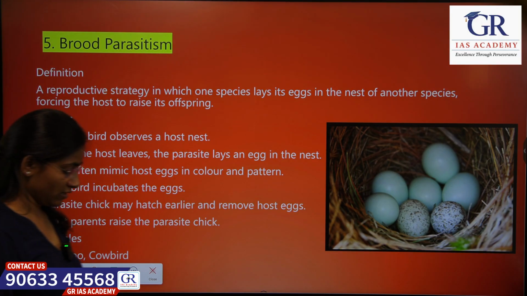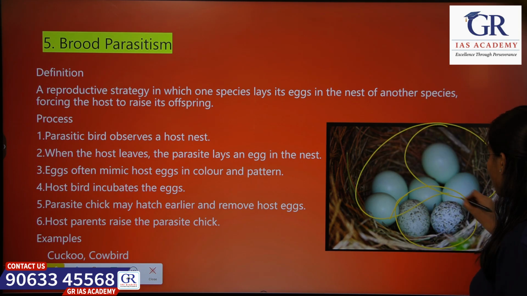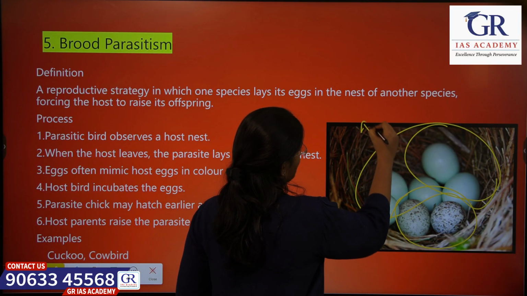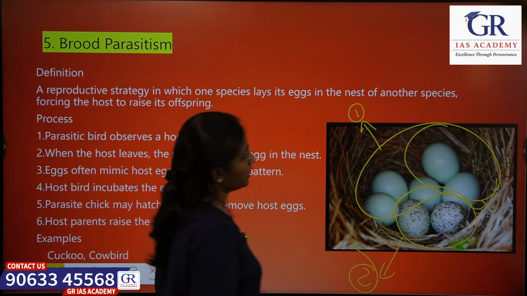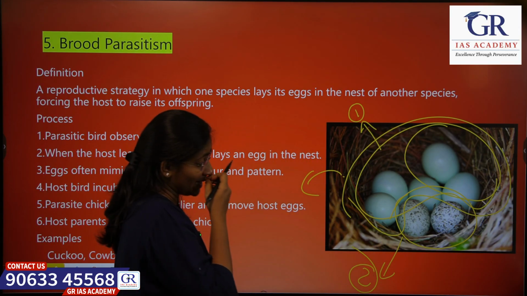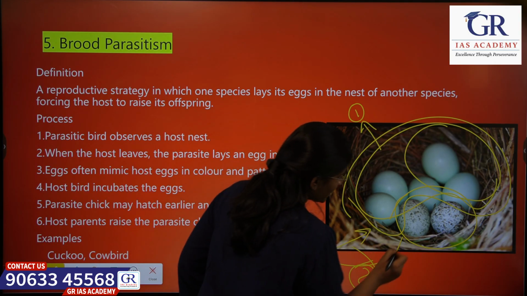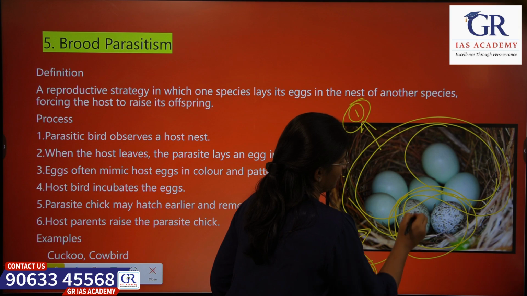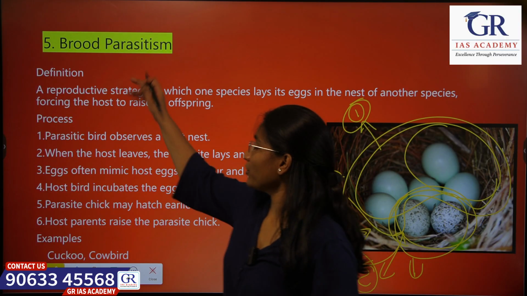Next is brood parasitism. If you notice here, these two eggs are different from the rest of the eggs. So what's happening here? Let's say one bird has, this is the first bird's nest eggs and this is the second bird's eggs. What's happening? The first bird has built a nest and has laid eggs in its nest. The second bird will notice this and it also lays its eggs in that nest and forces the first bird to take care of the second bird's eggs. This is called brood parasitism.